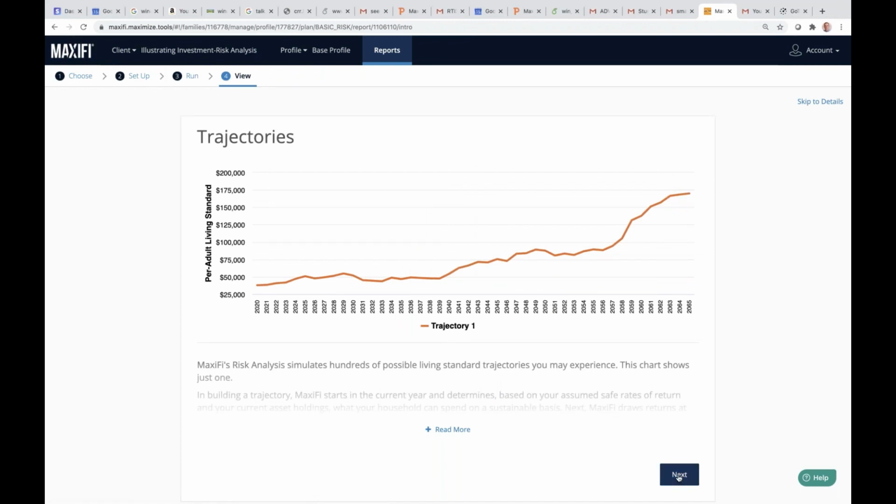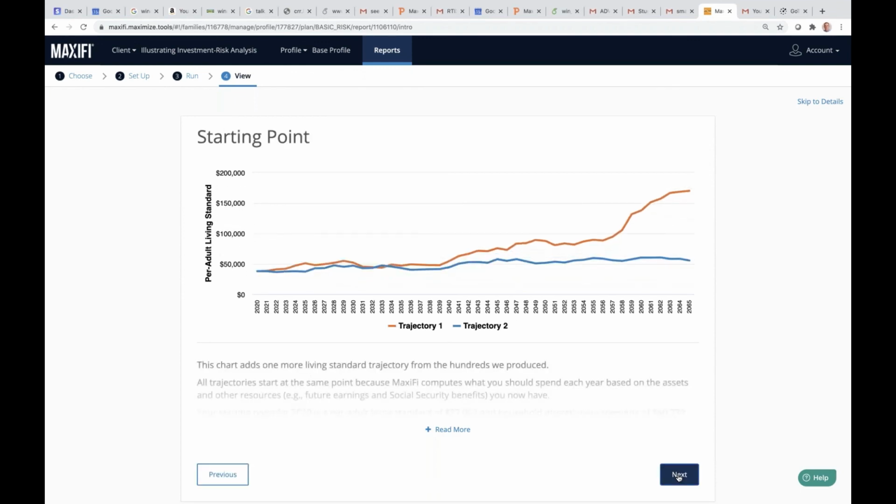So here you see one trajectory that, as I showed you before, here's another one. You can see that because of sequence of return risk, even though the orange curve does a whole lot better on average across all the years, the blue curve sometimes, at least in one case, because the returns are high for a while early on, actually crosses the orange curve.